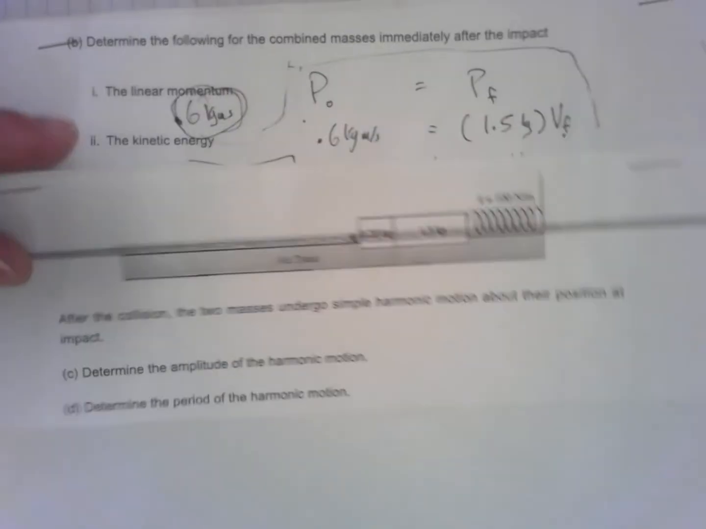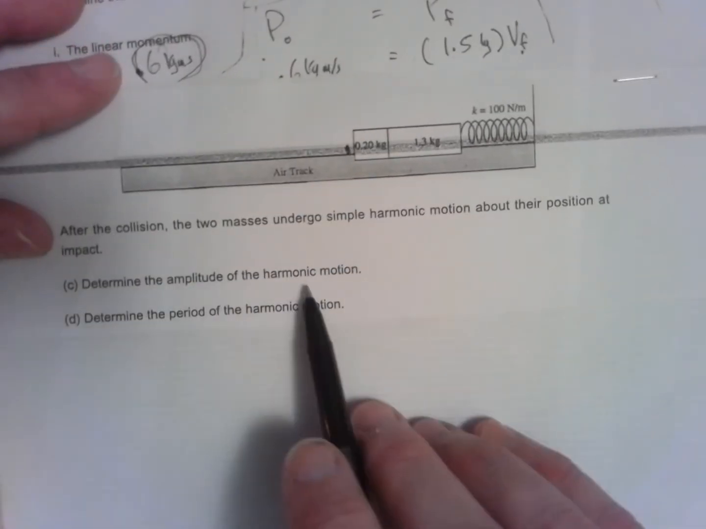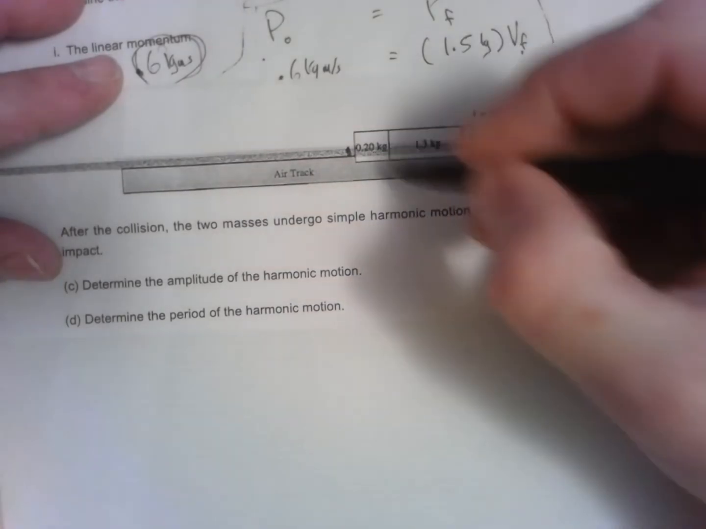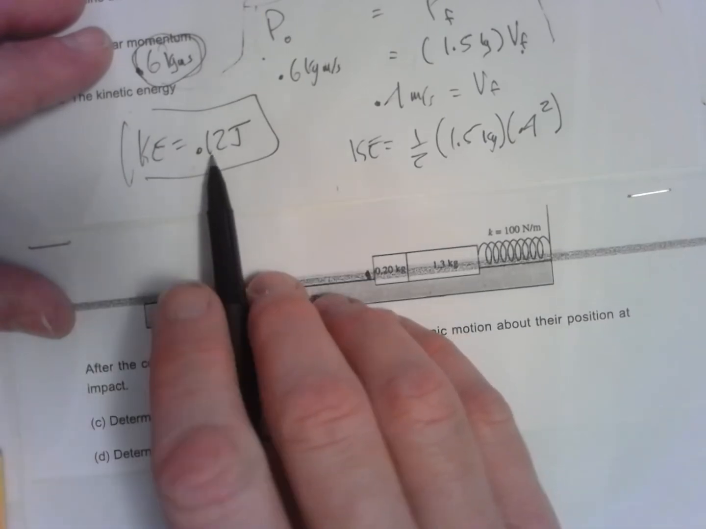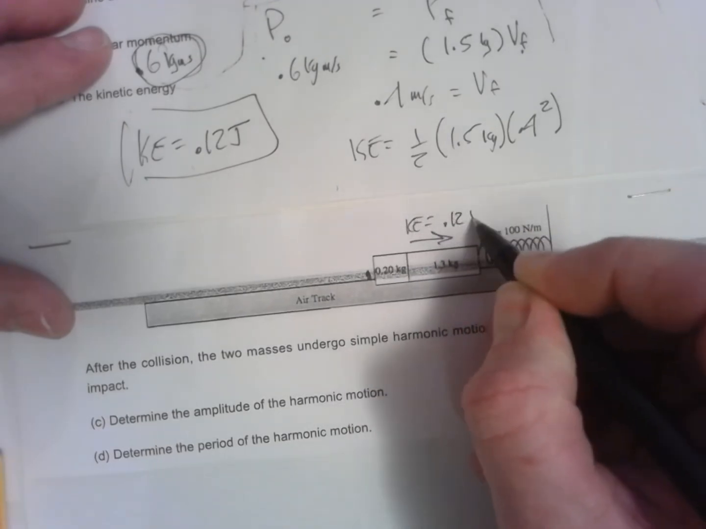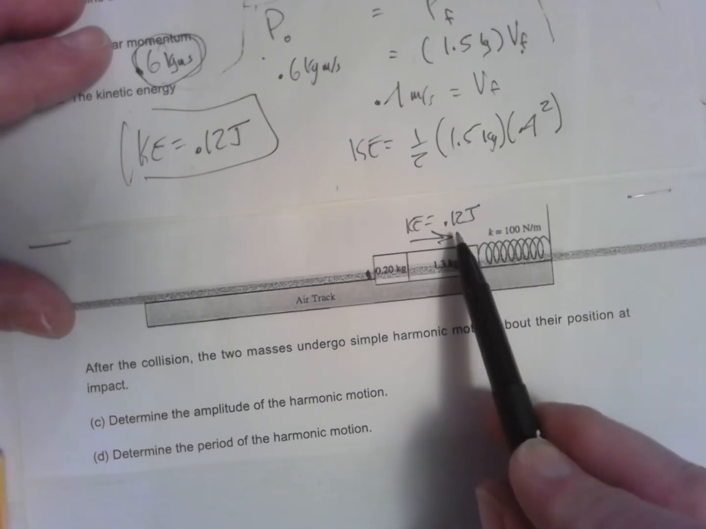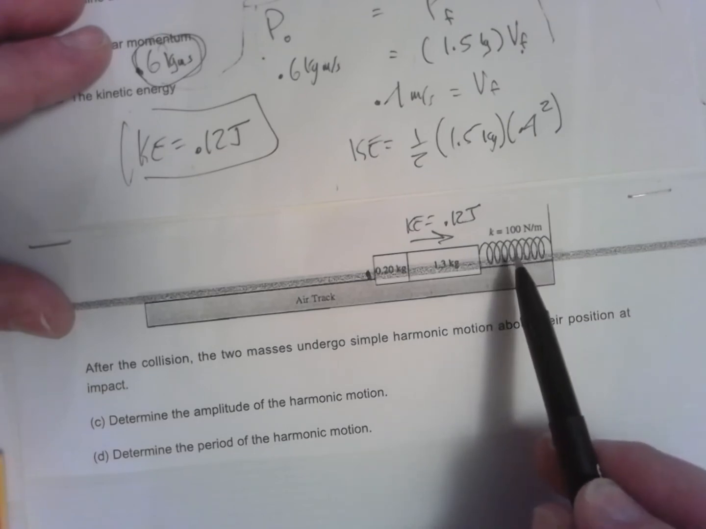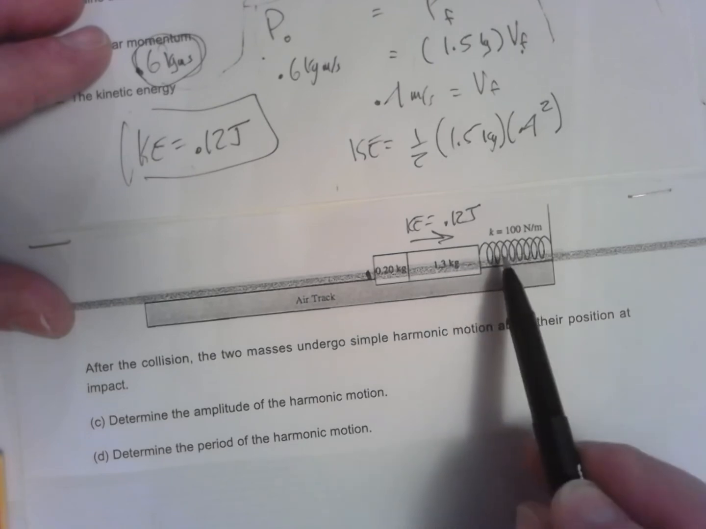Now we finally get into some of the spring stuff. Determine the amplitude of the harmonic motion. Well, here's what you want to keep in mind. Those two blocks are moving, and they have a kinetic energy of 0.12 joules. They're going to go until that 0.12 joules of kinetic energy is all in spring energy. And that's when they're going to stop. Whatever distance that is going to be the amplitude.